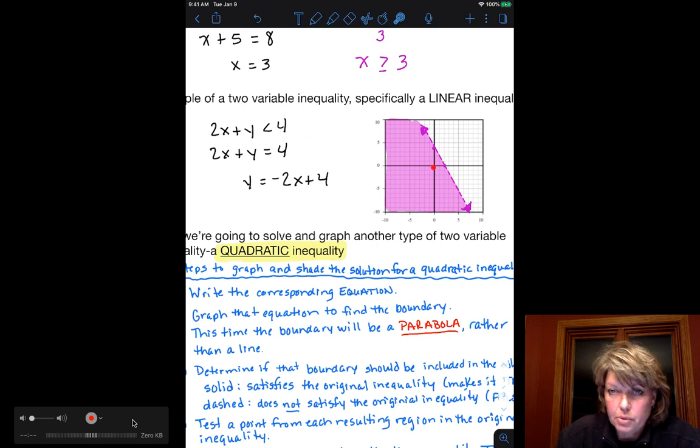So if I pick the point (0, 0), it's in the shaded region. If I put it into this inequality, I'm going to get 0 is less than 4, which is a true statement. If I pick the point (-5, 5) and put it into this inequality, it will make it true because it's in the shaded region. We're coloring in those ordered pairs that make it work. These over here do not make it work. They are in the unshaded region.